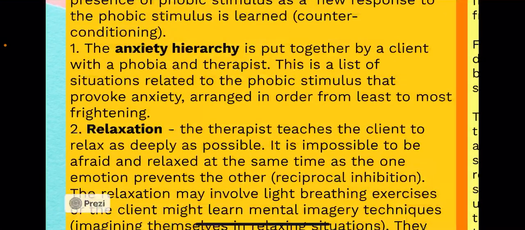We start with an anxiety hierarchy, which is put together by a client with a phobia and a therapist. This is a list of situations related to the phobic stimulus that provoke anxiety, arranged in order from least to most frightening. So for example, if someone had arachnophobia, the least anxiety-provoking might be a picture of a spider, and the most anxiety-provoking may be having a spider in your hand.